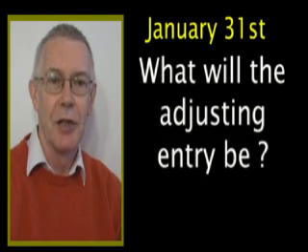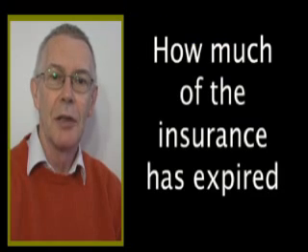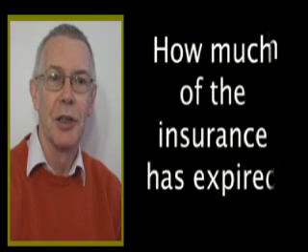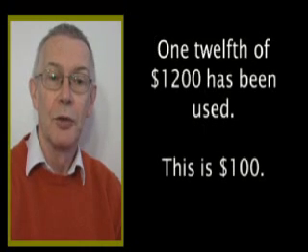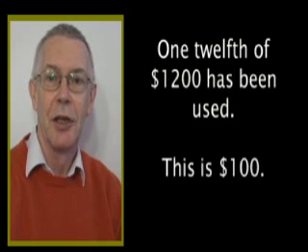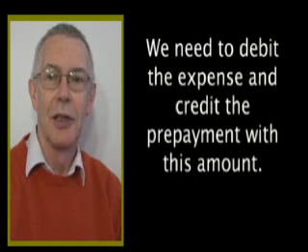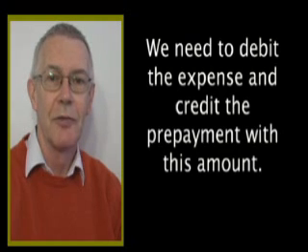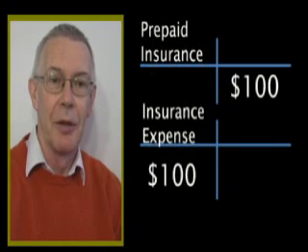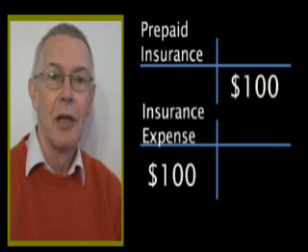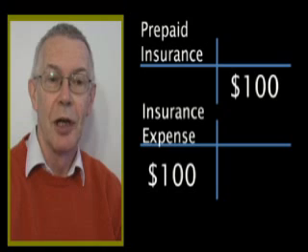What happens on January the 31st? An adjusting entry is needed. We start by calculating the amount of insurance that has expired. 1 month of insurance has expired. This is the expense that has been incurred. 1/12 of $1,200 is expensed. This is $100. We debit an expense account to show the expenses increased. We credit the asset of prepaid insurance to show this asset has been reduced. So, debit insurance expense $100, credit prepaid insurance $100.